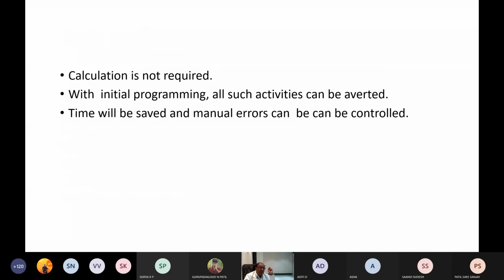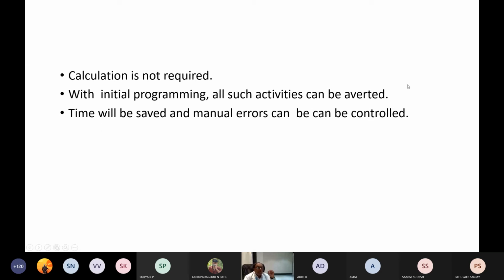Another thing is that calculation is not required. Applying the formula, doing the subtraction, multiplication, everything, nothing. The instrument will be ready with all the programming, and taking into account the values that have come, or the absorbance, it will do the calculation and finally come out with the reading. So with the initial programming, all such activities can be avoided.